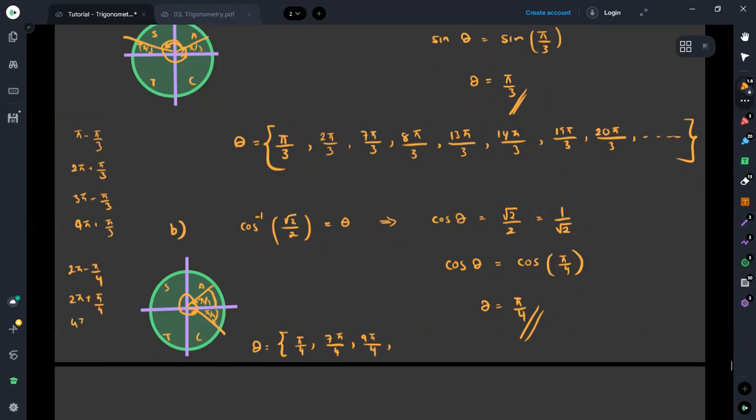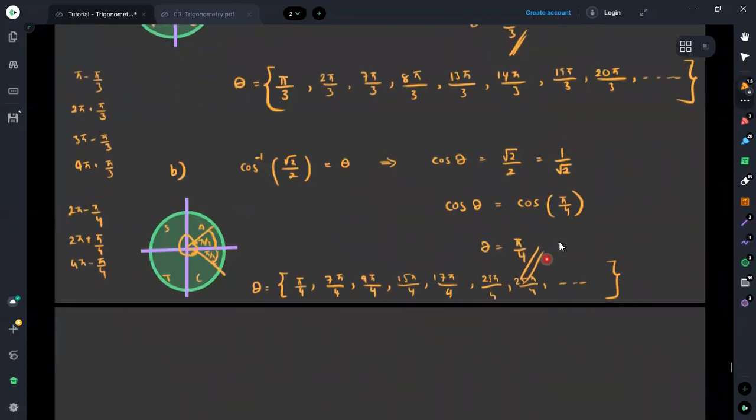In a similar manner, we can continue. The next one is 4 phi minus phi over 4, then it is 15 phi over 4, then it is 17 phi over 4, then we can say it is 23 phi over 4, then it is 25 phi over 4. In a similar way, we can find all the possible solutions of theta. But anyhow, I will limit my answer at this point. I will take only the first solution.